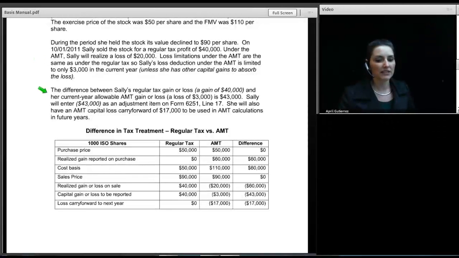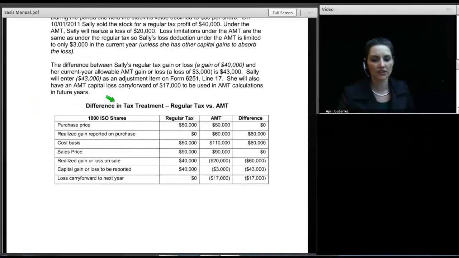The difference between Sally's regular tax gain, a gain of $40,000, and her current year allowable AMT gain or loss, a loss of $3,000, is $43,000. She actually has a much larger loss, but she's only going to be allowed to claim $3,000 of it under AMT. Sally will enter $43,000 as an adjustment item on her Form 6251, line 17, and she will also have an alternative minimum capital loss carry forward of $17,000 to be used in future calculations.